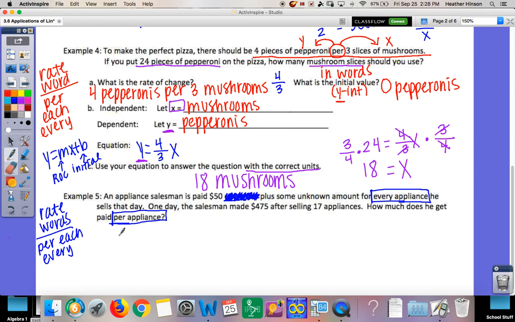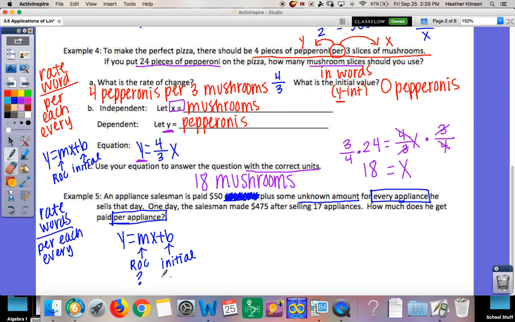So when we do our equation, y equals mx plus b, we have to find our rate of change, and we have to find our initial. For your rate of change, you're going to look for your rate word. So we already found those, every appliance and per appliance. The only problem is we don't know how much he gets for every appliance. So we don't know what that rate of change is, because the question literally wants to know how much he gets paid per appliance.